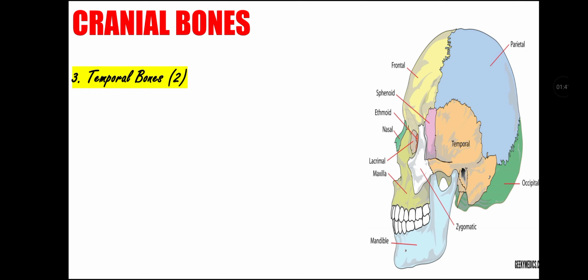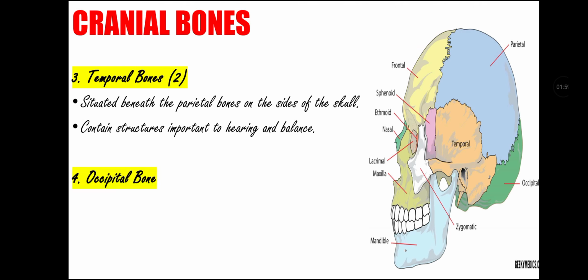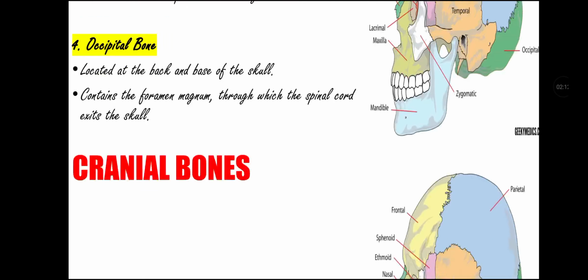Talking about temporal bone, here you can see at the diagram the orange color bone is temporal bone. It is also the paired bone of the cranium. It is situated beneath the parietal bone on the side of skull, as you can see here in the diagram, and it contains structures that are important for hearing and balance. Next is occipital bone. Here you can see at the back of skull the green color bone is occipital bone. It is a single or unpaired bone, and it is located at the back and base of skull. It contains the foramen magnum through which spinal cord exits the skull.